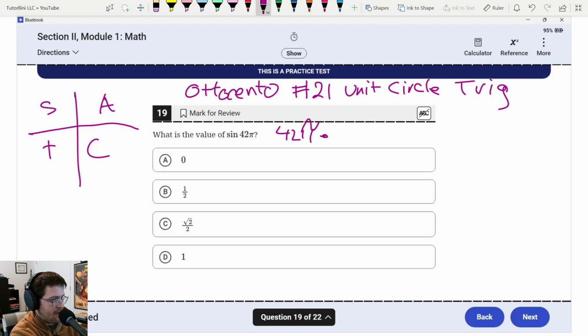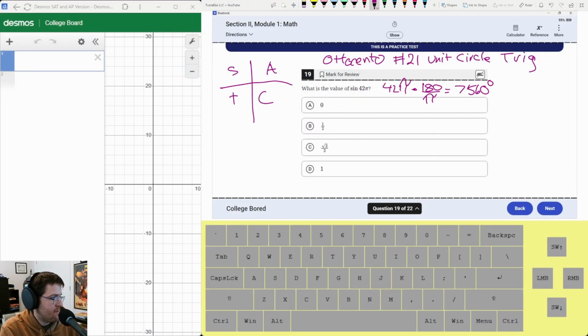So to do that, I'm going to multiply by 180 over pi. That's how you convert from radians to degrees. And I'm getting 7,560 degrees. Now what we can do is find a coterminal angle between 0 and 360 by repeatedly, in this case, because it's a really big number, subtracting to make it smaller. So let's come over here. 7560 minus 360 minus 360. I want to keep going until I am between 0 and 360. There's better ways to do this, making sliders and stuff, but it won't take me that long. I'm going to keep taking away 360 until it's small enough.